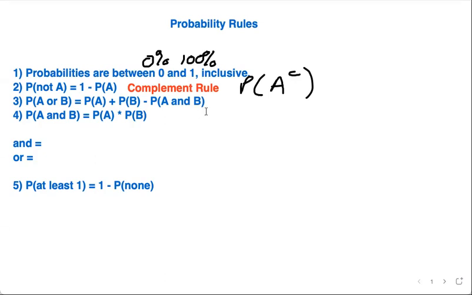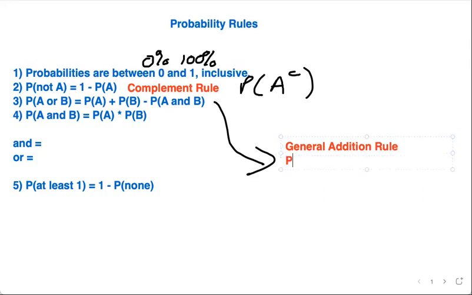This next one, the probability of A or B occurring, is what's called the general addition rule overall. So I'm going to put a little arrow here off to the side. This is called the general addition rule. It's the probability of A occurring plus probability of B occurring minus what they have in common.